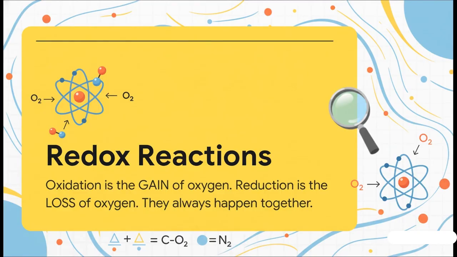Now for a really crucial concept, redox. It's just a mashup of two words, reduction and oxidation. Let's keep it simple for now. Oxidation is when something gains oxygen. Reduction is when something loses oxygen. And here's the key. They are partners in crime. You can't have one without the other. If one thing is losing oxygen, something else has to be there to gain it.